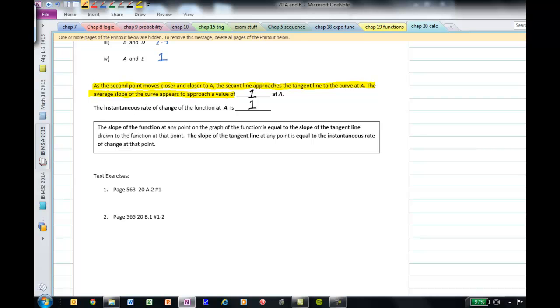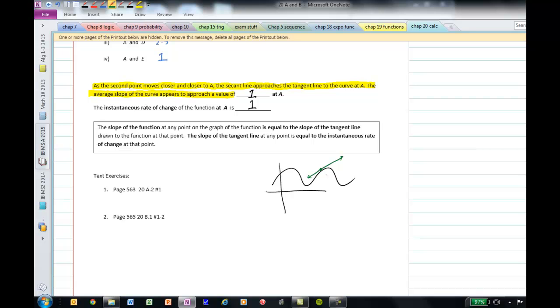The information in the box is really important, and it's what I just said. The slope of the function at any point on the graph of the function is equal to the slope of the tangent line drawn to the function at that point. So if I have a curve that looks like this, and I draw a tangent line that touches my graph at just that one point, the slope of that tangent line is equal to the instantaneous rate of change of the curve at that point.